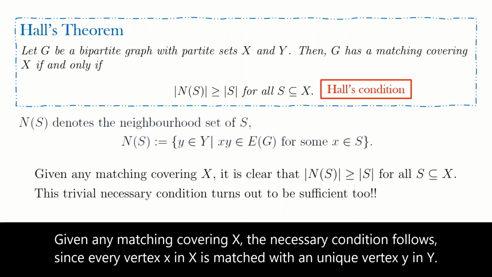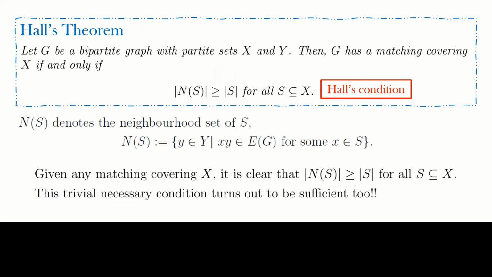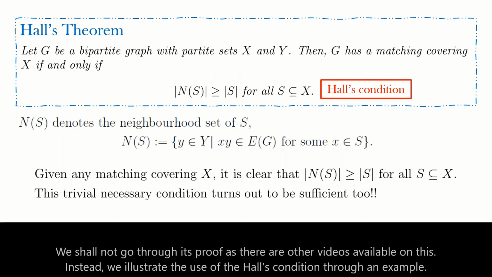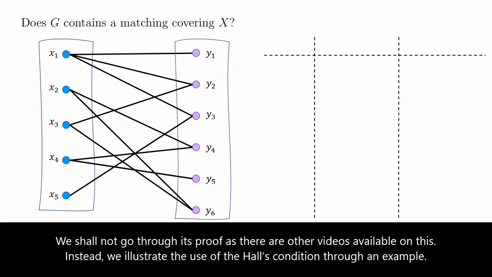Given any matching covering X, the necessary condition follows, since every vertex x in X is matched with a unique vertex y in Y. This trivial necessary condition turns out to be sufficient, which makes Hall's theorem remarkably beautiful. We shall not go through its proof, as there are other videos available on this. Instead, we illustrate the use of Hall's condition through an example.